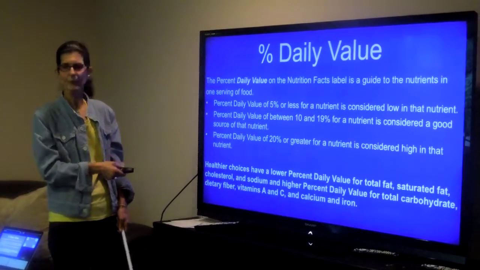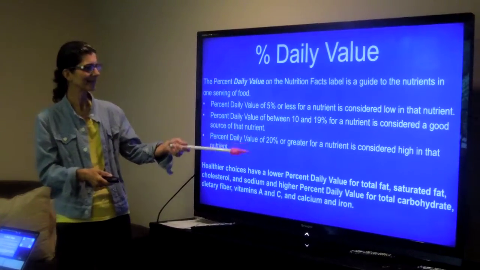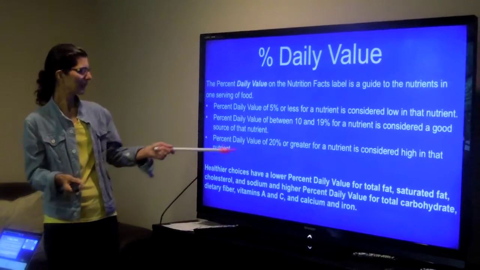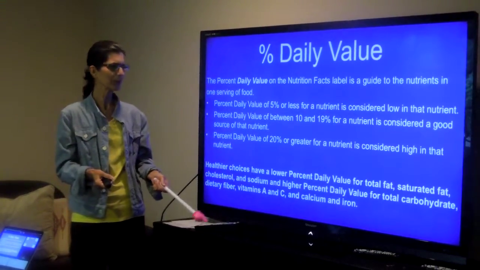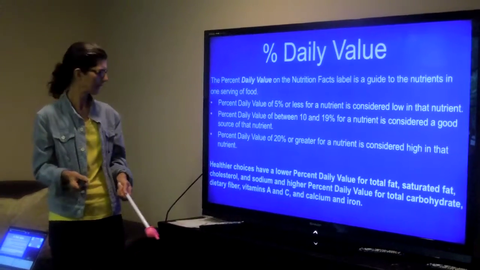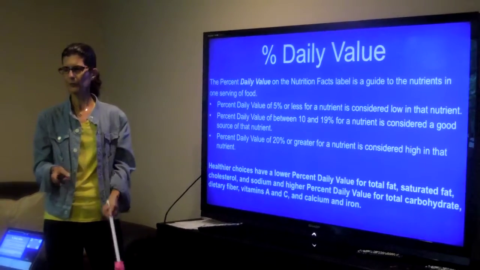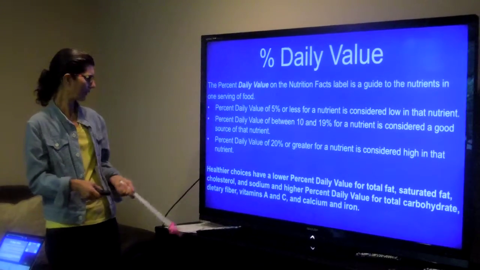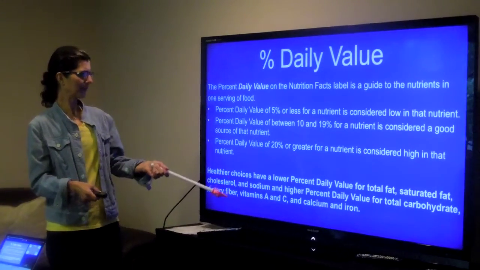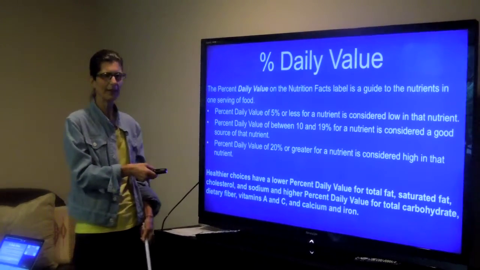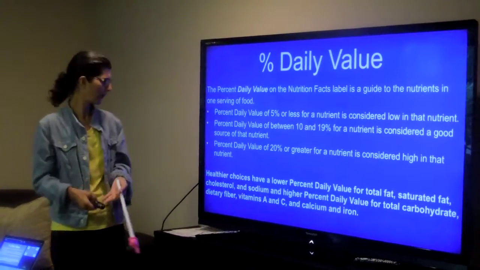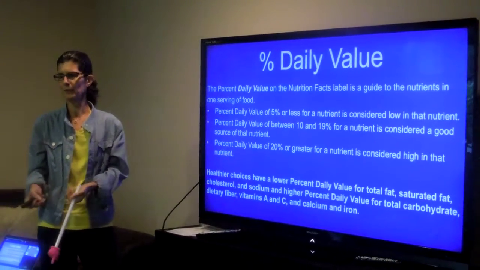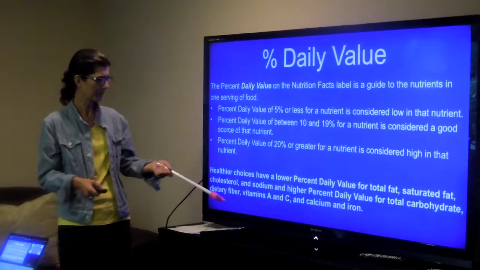If you see the percent daily value between 10 and 19 for a nutrient, it's considered good for that nutrient. And anything 20% or greater for that nutrient is considered high. Okay? So healthier choices have a lower percent daily value when it comes to total fat, saturated fat, cholesterol, and sodium. And a higher percent daily value is ideal when it comes to total carbs, dietary fiber, any vitamins, as well as any mineral. The higher the number, the better.